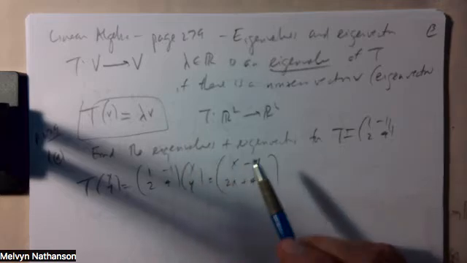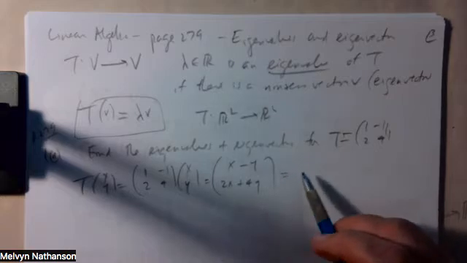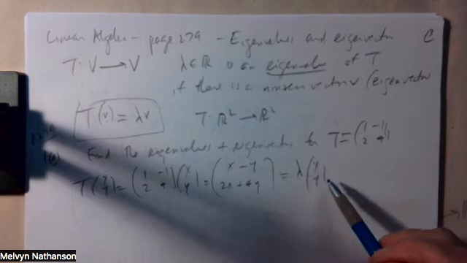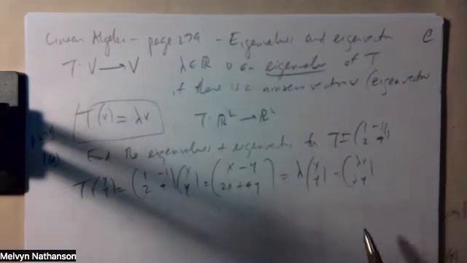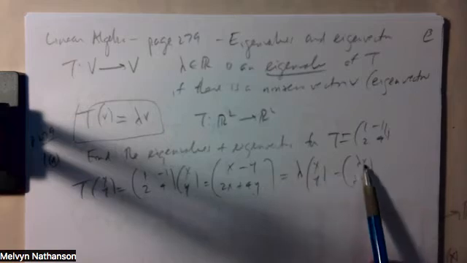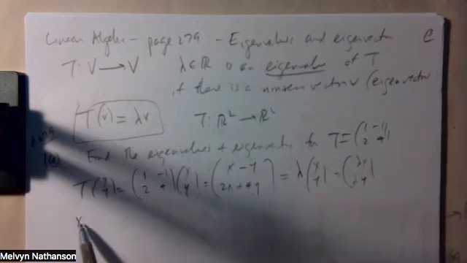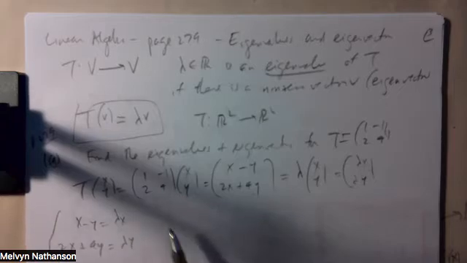But we want an eigenvector and an eigenvalue. So we want to know, does there exist a lambda such that this vector is really just lambda times (x, y), which means (lambda x, lambda y)? So for what value of lambda can you find x and y that solve this vector equation? So x minus y has to equal lambda x, and 2x plus 4y has to equal lambda y.